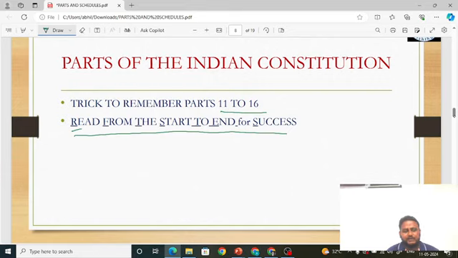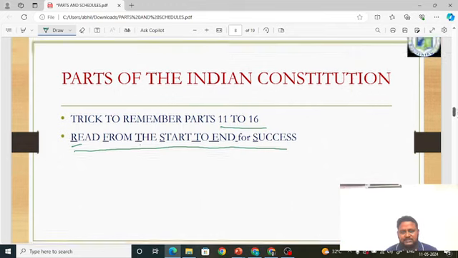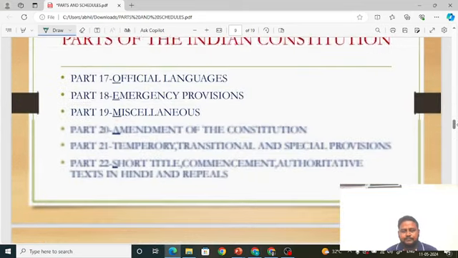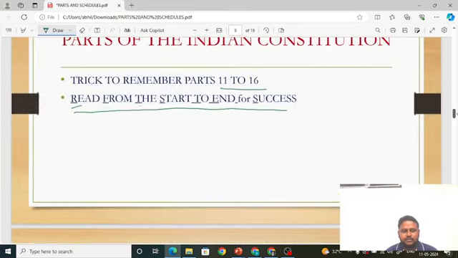Okay. Similarly, what does T talk about? Remember, try to recollect, friends. It talks about trade, commerce, intercourse within the territory of India. That is part 13. Okay. Next, S talks about services within the union and states. Okay. And T talks about what? What does T talk about? Let us see.